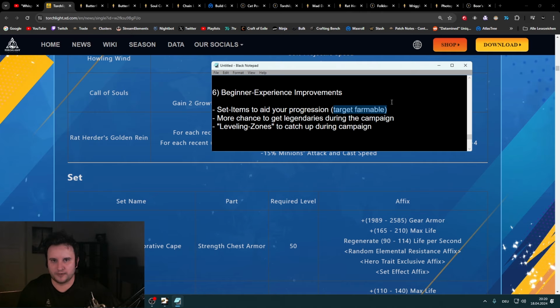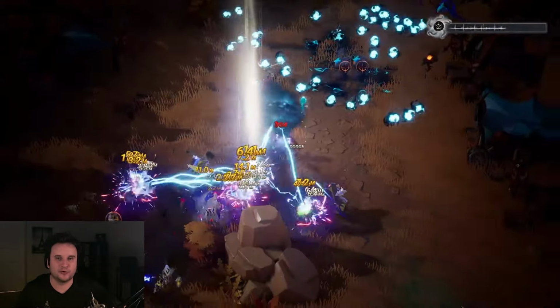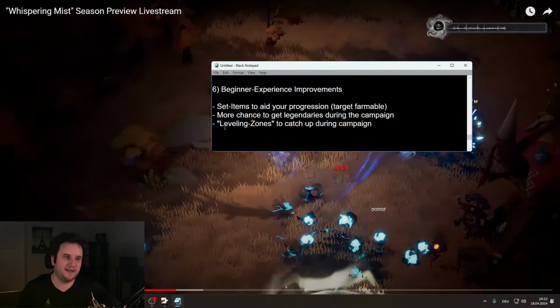It is really hard to beat good rares anyway, so I don't really suspect there's going to be anything about that. But set items in general, if they're only used as a progression tool, fine. Now, there's also more chance to get legendary items during the campaign. And there's also going to be certain side areas where you can kind of catch up with EXP and get extra uniques in case the campaign is too hard for you.